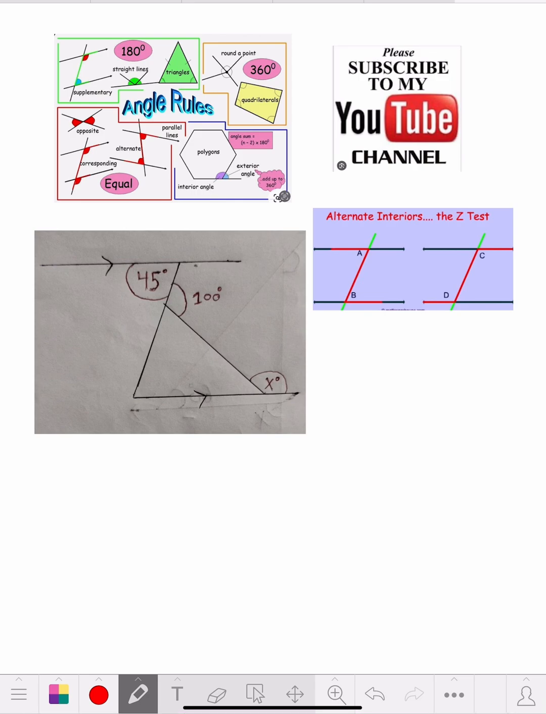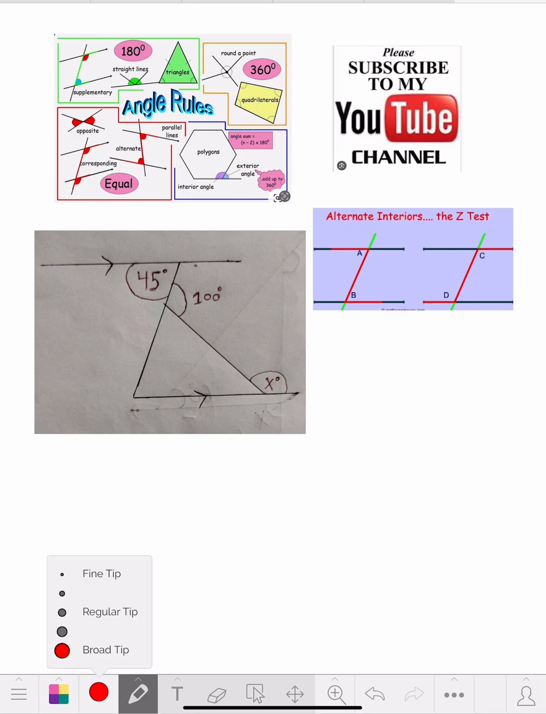What I did is I put the angle rules up above because we're going to use a couple of them. But then on the right-hand side, I put another one. It's called the alternate interior angles, the Z-test. So what you're looking for here is, can you form a Z?